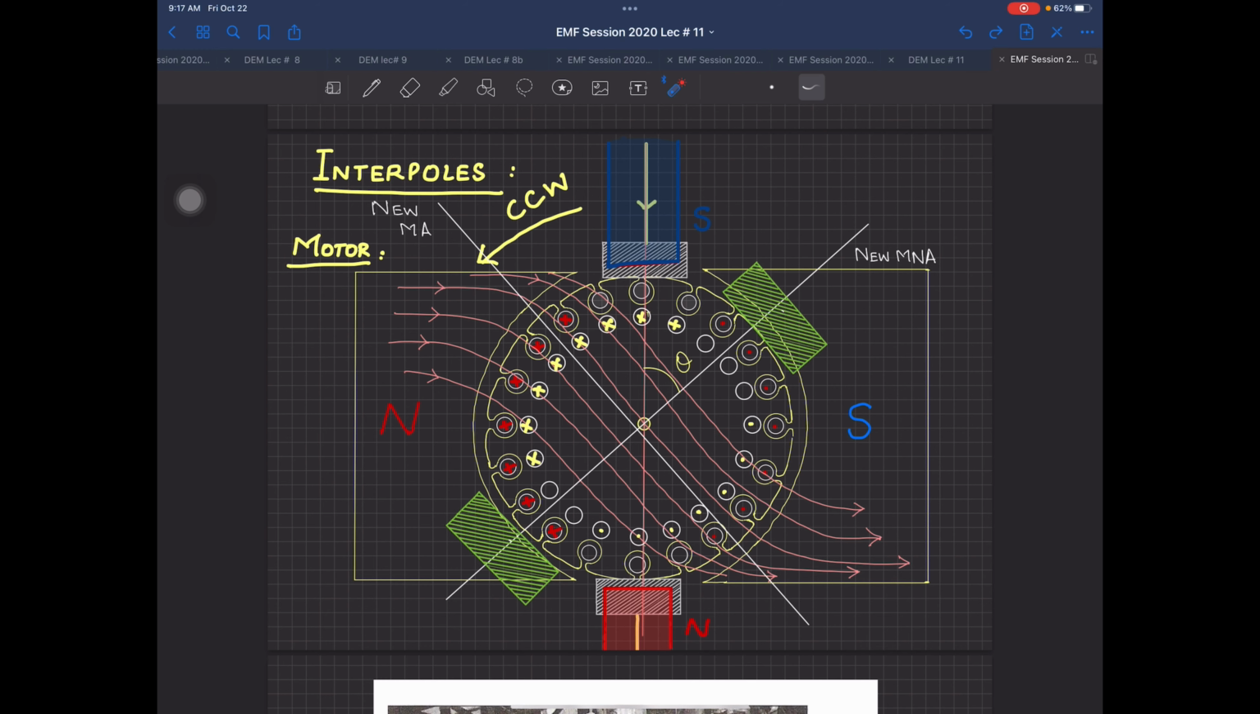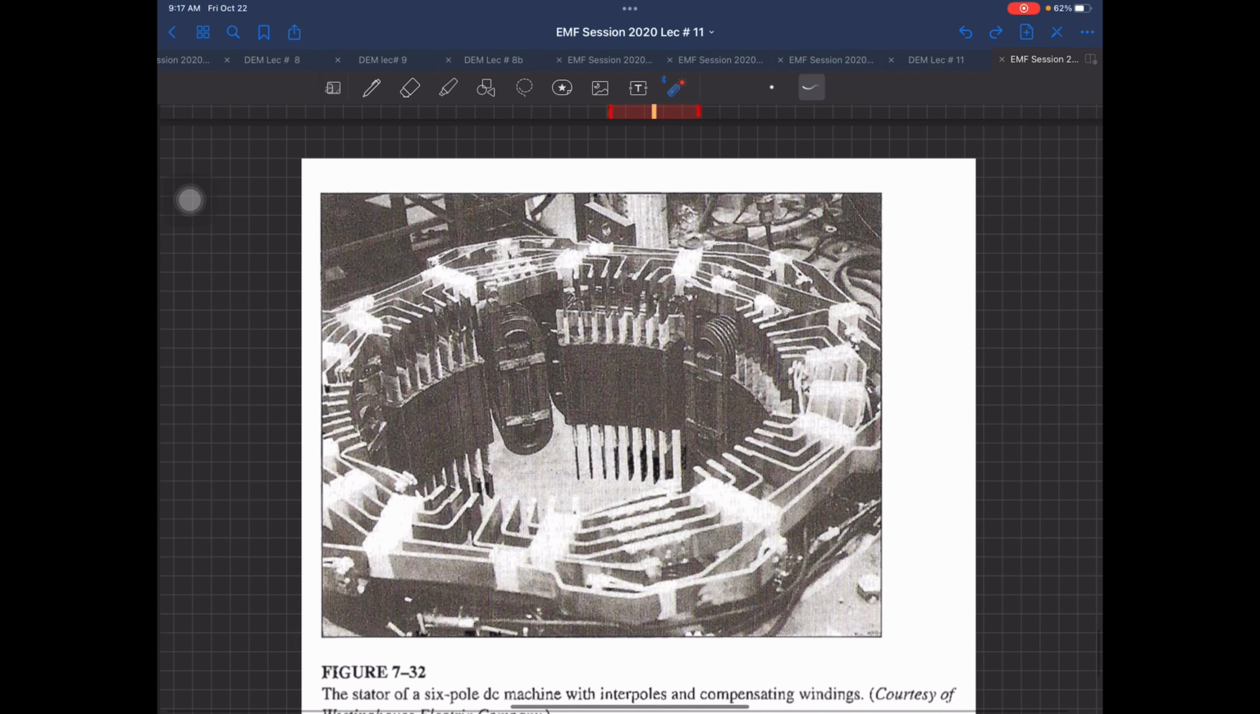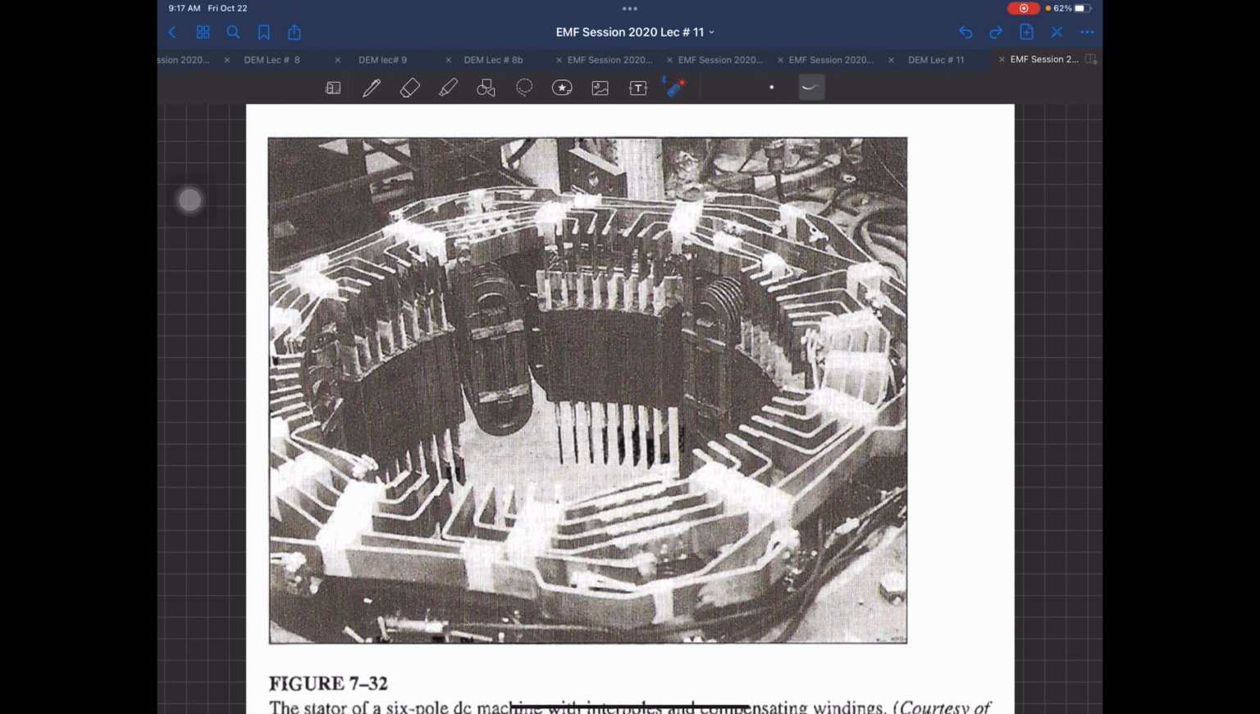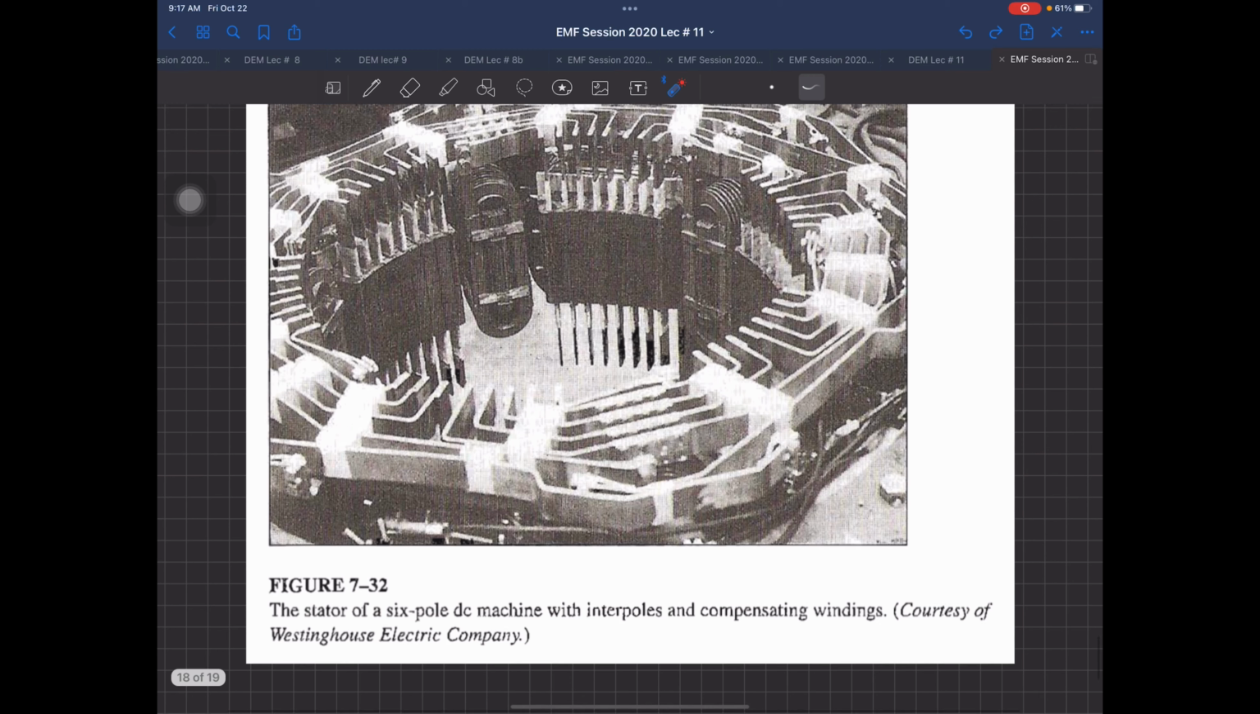These are the interpoles, and this is a practical machine, in black and white, with interpoles. This is a pole, and these are interpoles over here, very, very small compared to the pole. They have written that this is a 6-pole DC machine. So this is 1, 2, 3, 4, 5 and 6, and in between there is one interpole, another one, another one. So in between every north and south pole, there is an interpole.